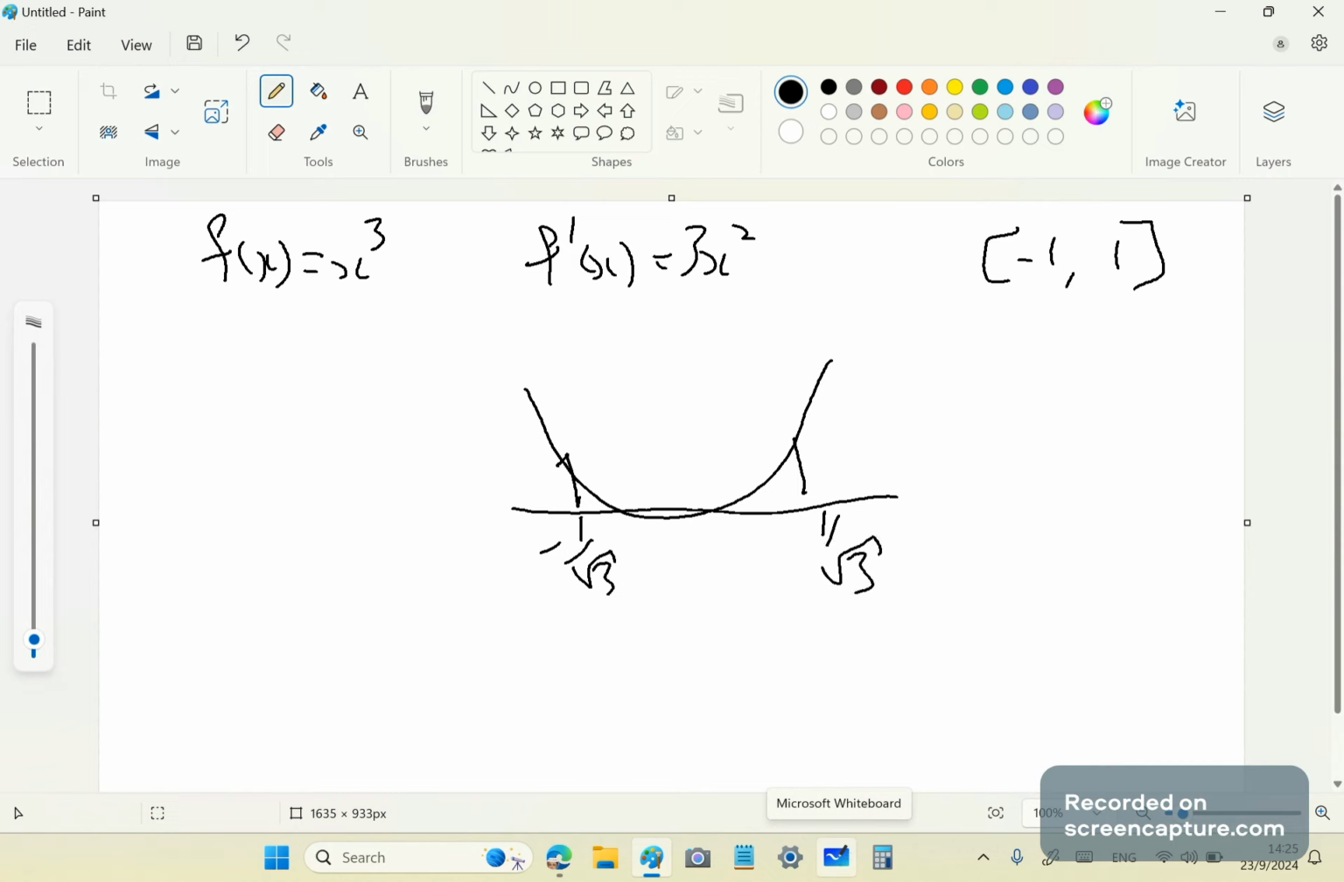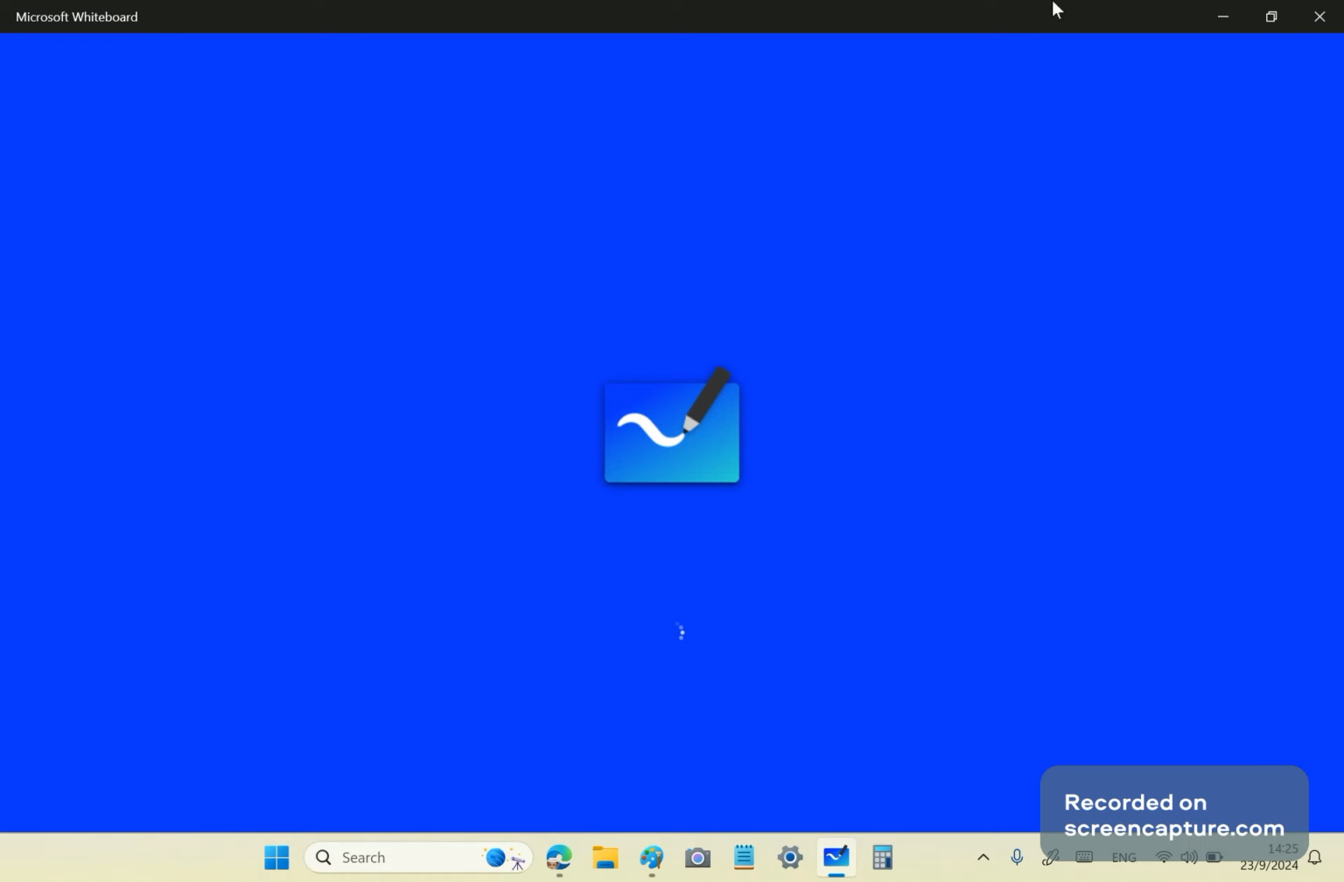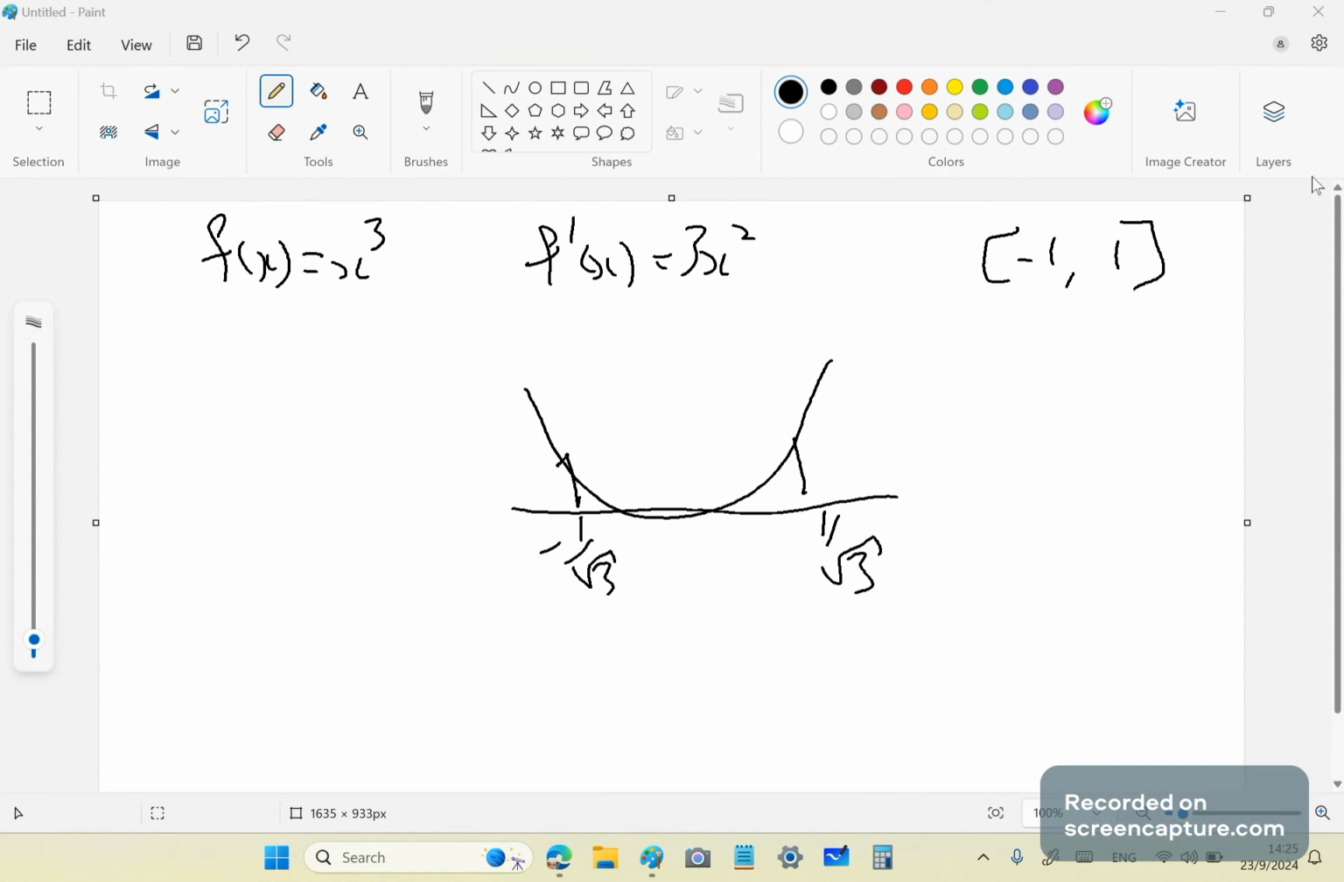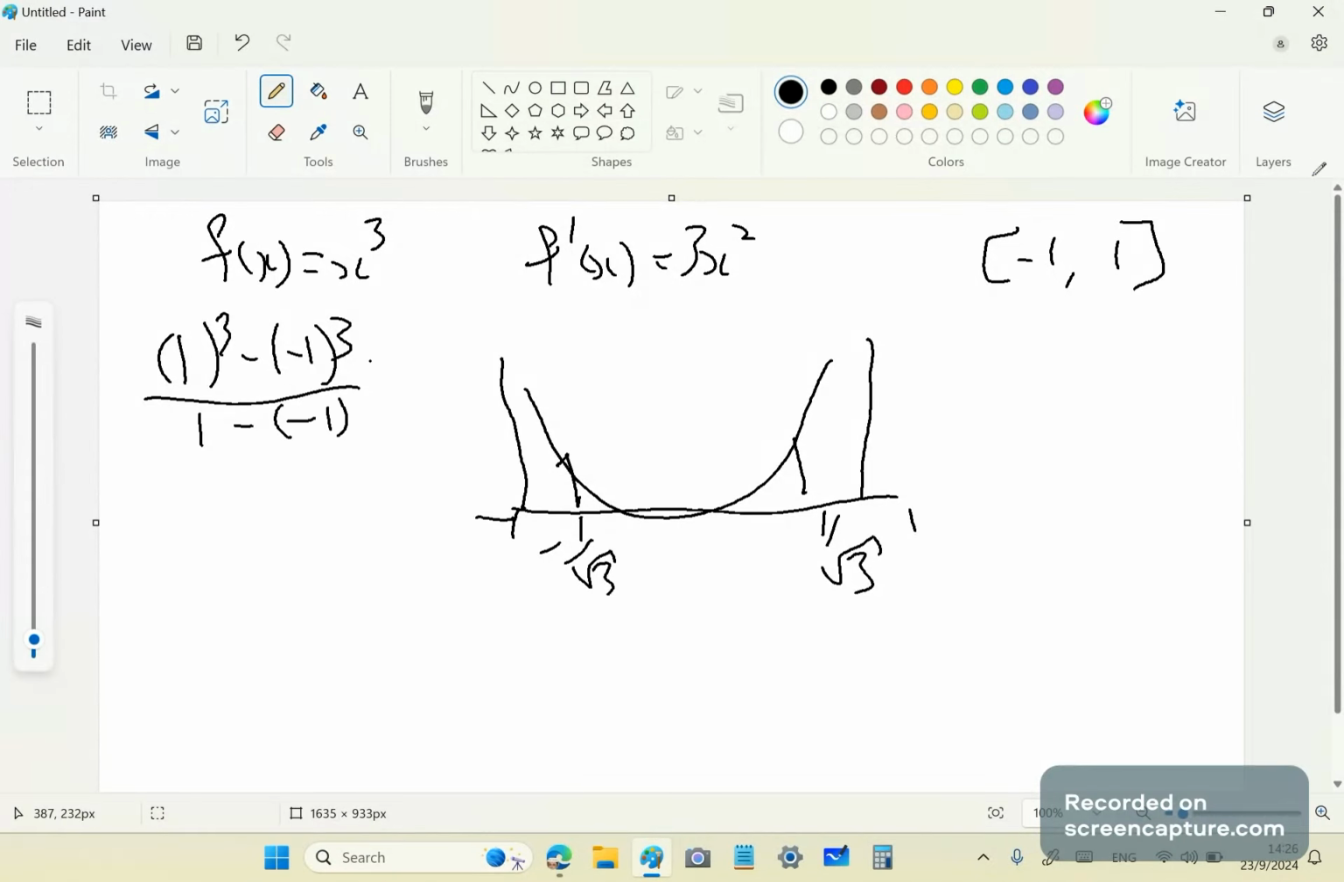And the way to find that naturally is to take the difference at -1 and 1. You'd say 1 cubed minus -1 cubed over 1 minus -1, which is 2 over 2, which is 1. So that would be the average value of all these ordinates here.